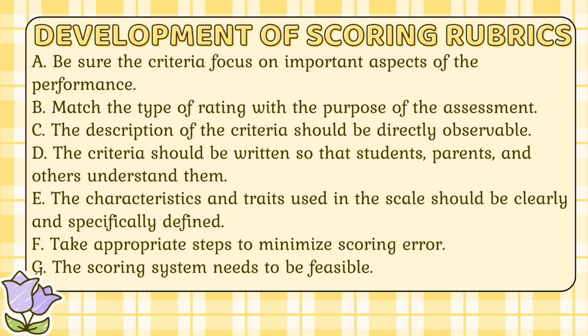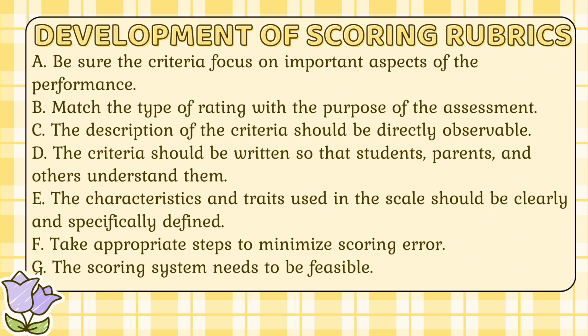In front of you is the list of different steps in developing rubrics used in assessing the performance, product, and process of the students for classroom use. A. Be sure the criteria focus on important aspects of the performance. Teachers should identify the different attributes that are most important and related to the learning outcome. B. Match the type of rating with the purpose of the assessment. Assessment purpose is very important in choosing the type of rating scheme. Holistic is for overall judgment while analytic is for different aspects.